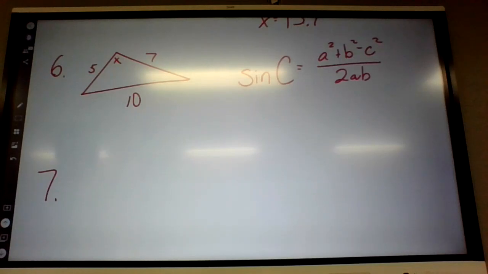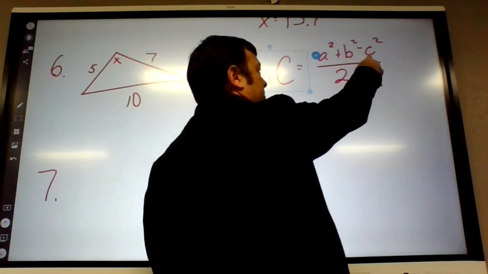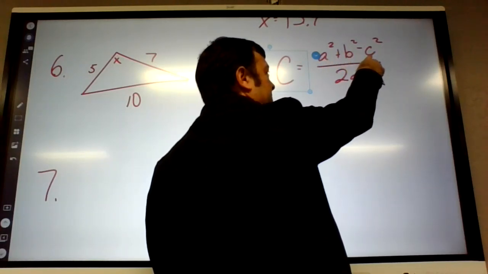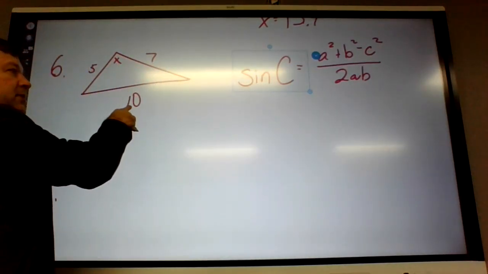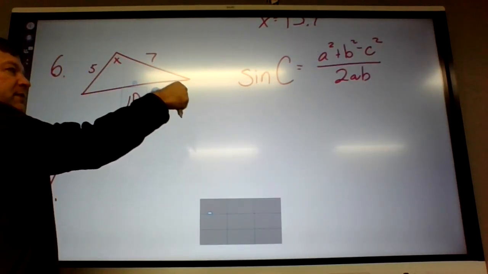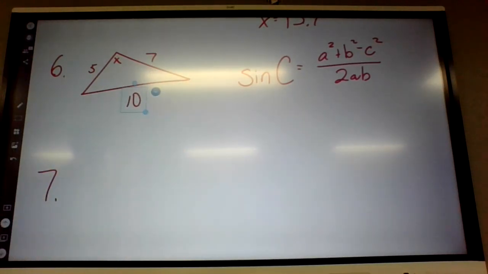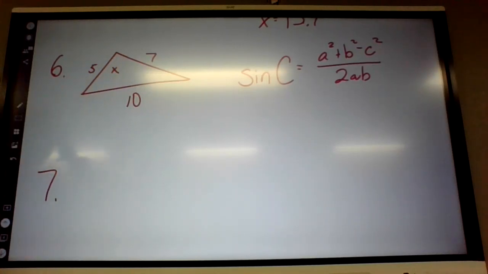Okay, so if we're looking for angle C, side C would be the one that you subtract. The order of addition doesn't matter. These two are interchangeable, but C is the side that's across from the angle we're looking for. So 10 should be the one we're subtracting. So 5 squared plus 7 squared minus 10 squared, over 2 times 5 times 7. 111.8? Yeah. I mean, we're talking about an angle. And see how it's kind of obtuse looking? So that's probably right.